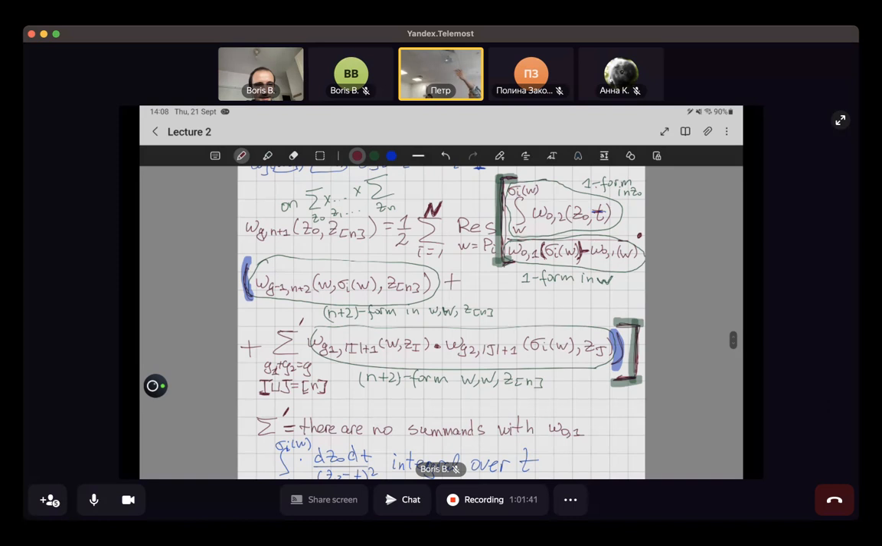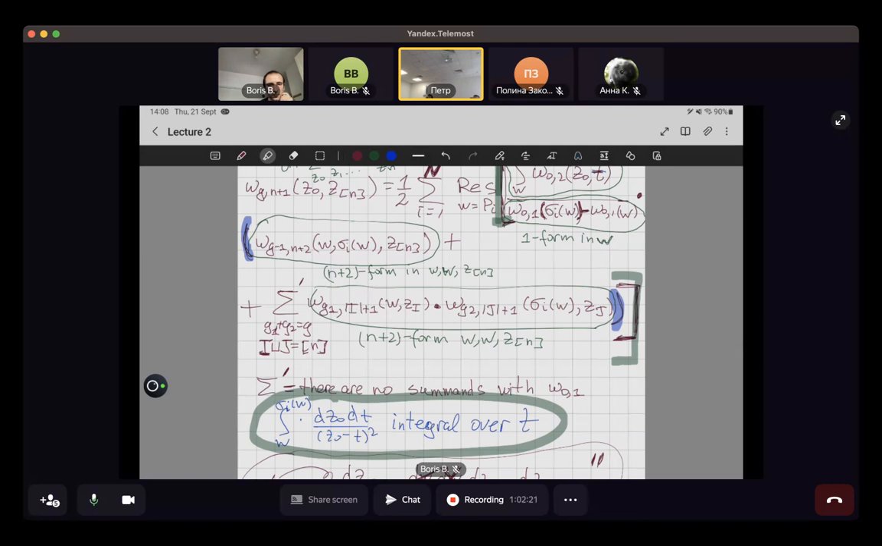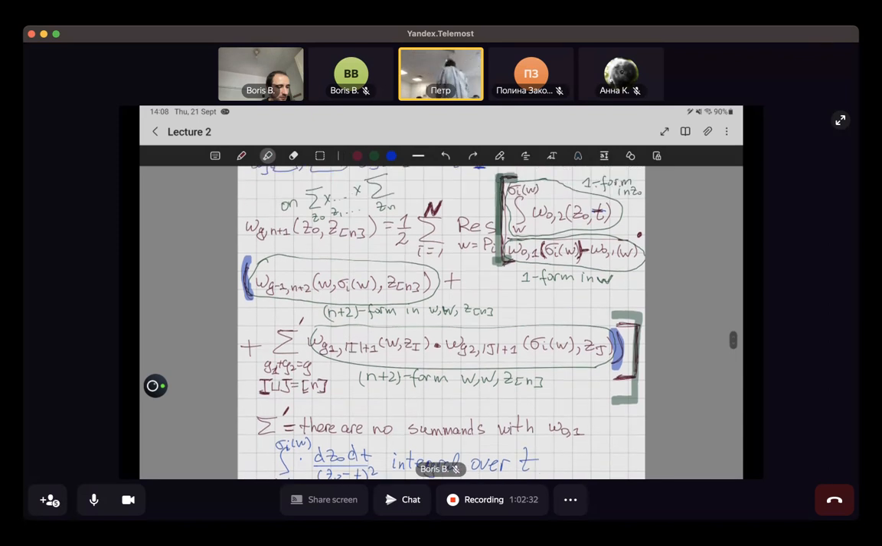Sorry, there is a question. We also need to check that the integral is well defined, right? You mean the integral in the numerator? Yes. The point is that we're only interested in it locally, because we're only interested in taking a residue at some point pi. So we assume that w lives in a small vicinity of pi, and then with our conditions on omega 0,2, the integral is well defined actually.